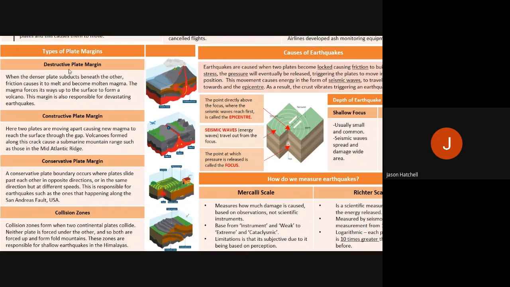So the plate that's heavier will go underneath the lighter plate. And friction then happens because the two plates are pushing against each other, one pushing downward, and land or oceanic crust essentially starts to become magma. That magma is pressurized. And because of the friction, it starts to force itself upward because of how hot it is and the friction that's being created, and therefore can lead to devastating earthquakes and volcanoes due to the friction and due to the heat of the magma. This is the most destructive or dangerous type of plate margin, and that's why it's called a destructive plate margin.